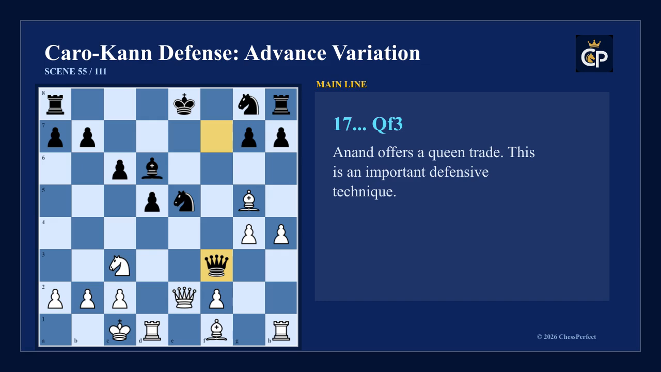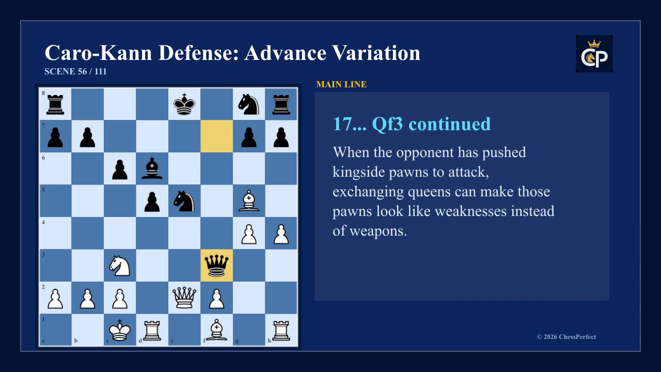Queen f3. Anand offers a queen trade. This is an important defensive technique. When the opponent has pushed kingside pawns to attack, exchanging queens can make those pawns look like weaknesses instead of weapons.